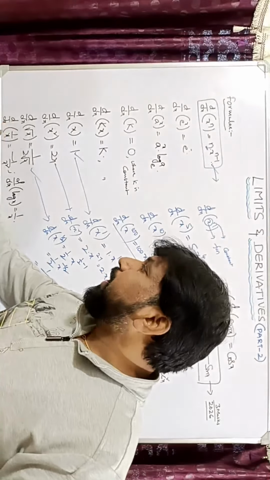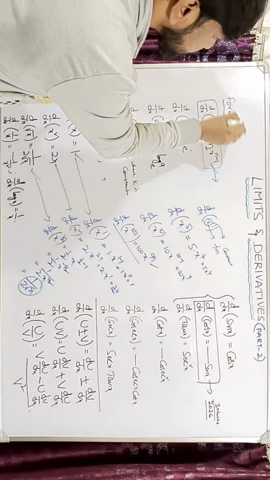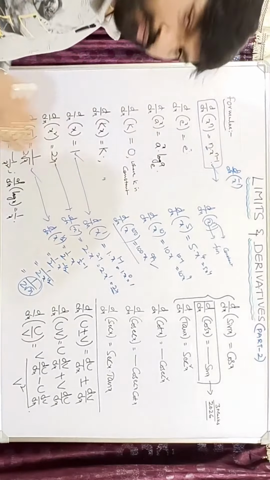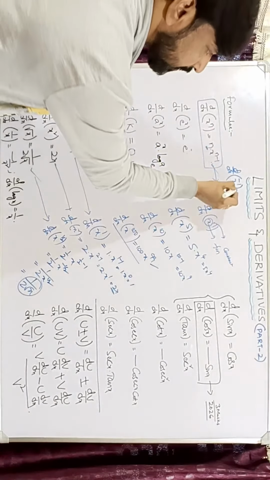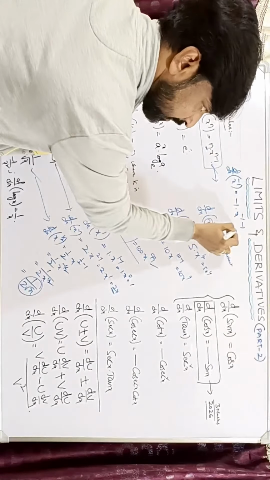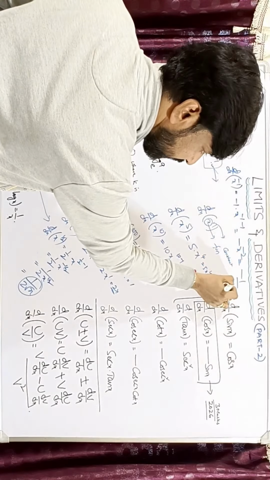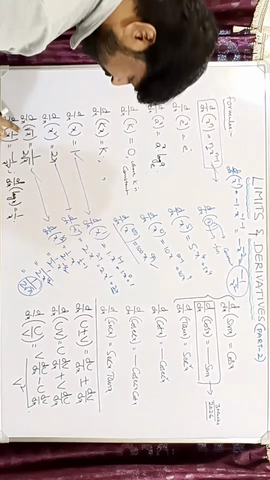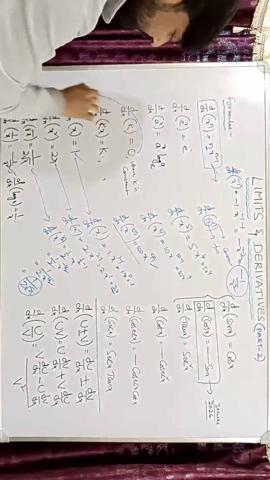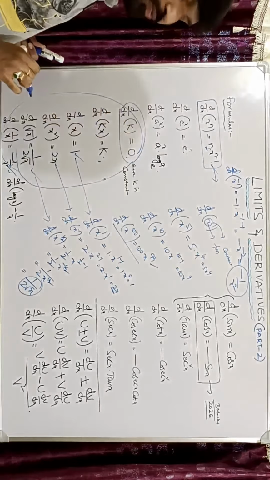Look at d by dx of 1 by x. That is also the same format. 1 by x can be written as x power minus 1. Now using this formula, minus 1 into x power minus 1 minus 1 is nothing but minus x to the power of minus 2, and hence minus 1 by x square. That's all the formula. 1 by x derivative is minus 1 by x square. So all these formulas depend on the same thing only, even including this formula also.